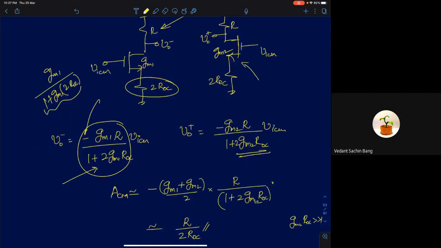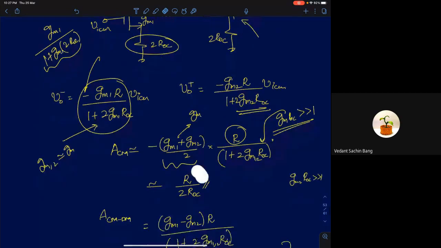Now you find the common mode gain, which is the average of the two. You will end up getting (GM1 plus GM2) by 2 into R by 1 plus 2 GM ROC. Again, I'll make the approximation that GM1, GM2 are very close to GM, and delta GM is much smaller. So this term will be very close to GM. I'll also assume that GM ROC is much greater than 1, which is generally true because you want to design a current source with a very high output resistance. So GM cancels out, and you will be left with R upon 2 ROC.